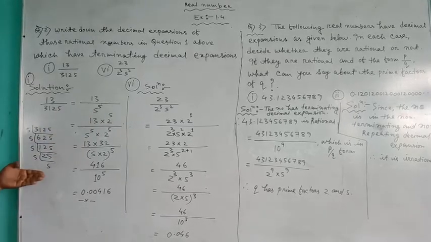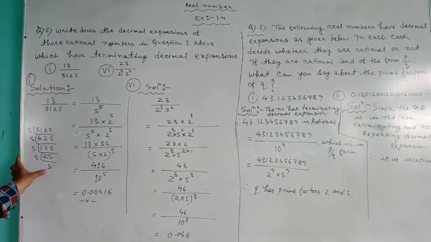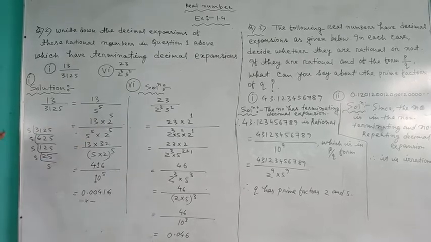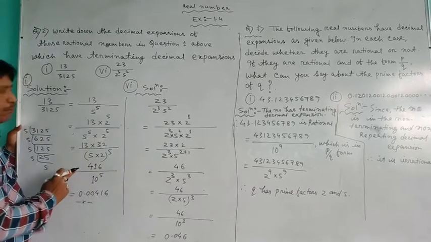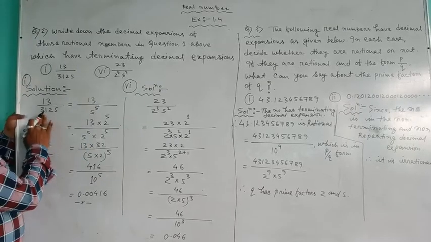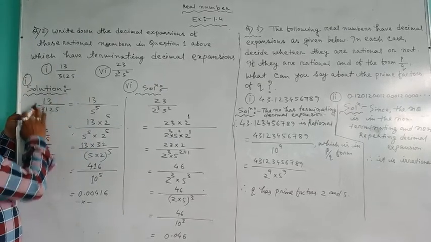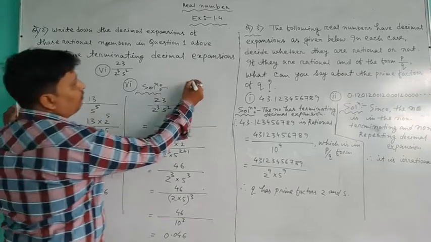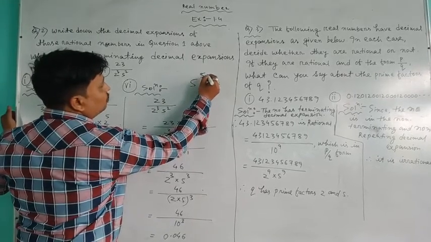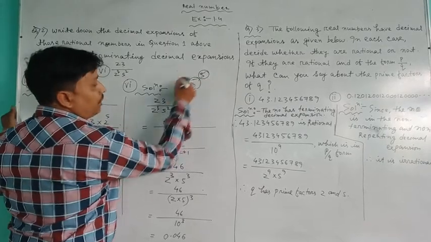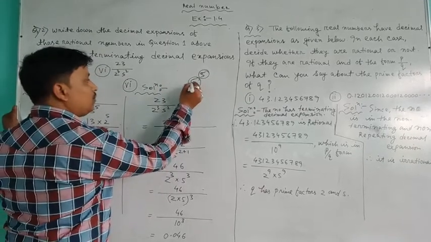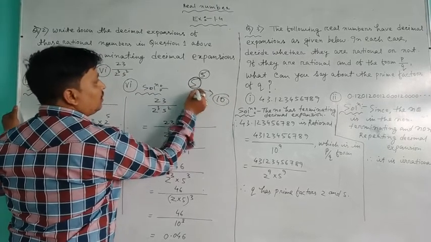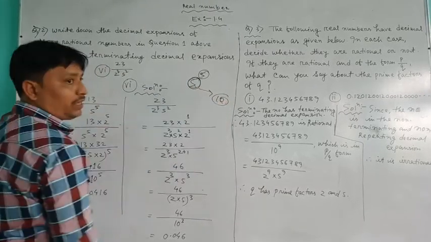For that you do the prime factorization, find out the prime factors, and then write the exponential form of this denominator, 5 to the power 5. So our target is what? We have to write down the decimal form of this number. Here the denominator is written as 5 to the power 5. This one is called power, this one is called base. So our target is to convert this base into 10 base.